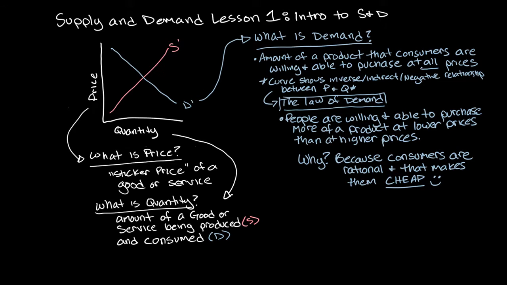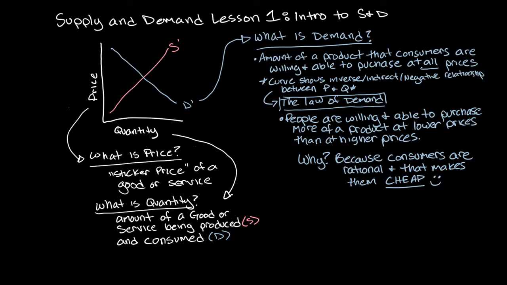This rationality is what's called the law of demand, which tells us that people are willing and able to purchase more of a product at lower prices than at higher prices, which is kind of a fancy economicsy way of saying that essentially consumers are cheap, and if you give them the opportunity to better themselves by purchasing a product they want at a lower price, they will take it, and they will not purchase that product at a higher price.